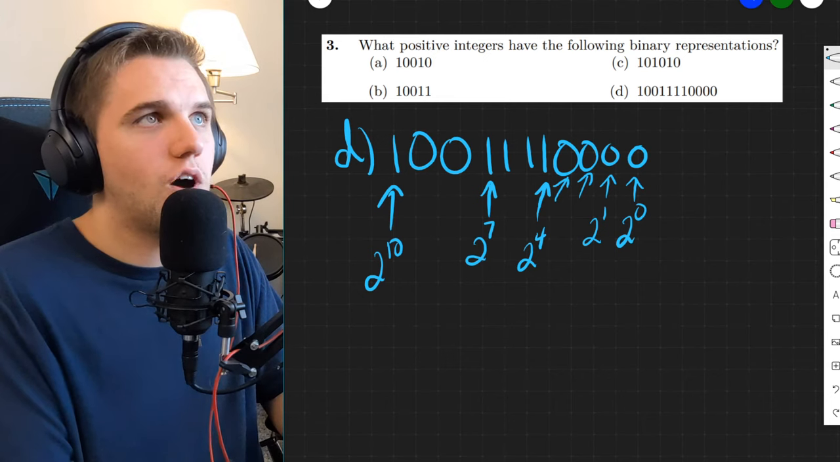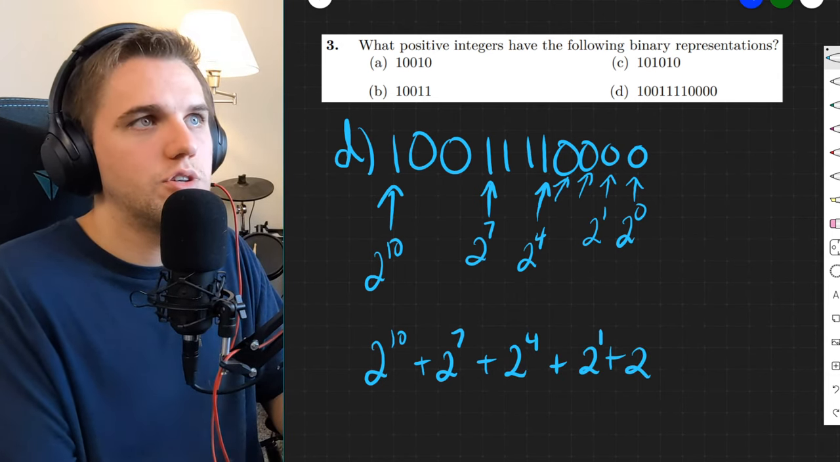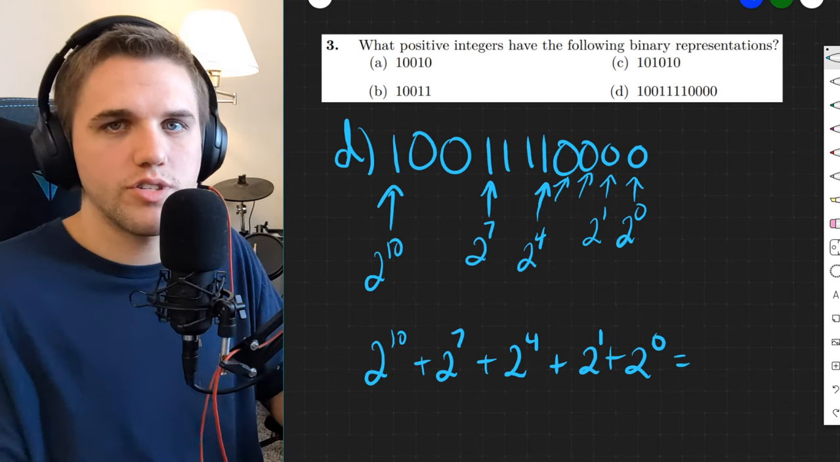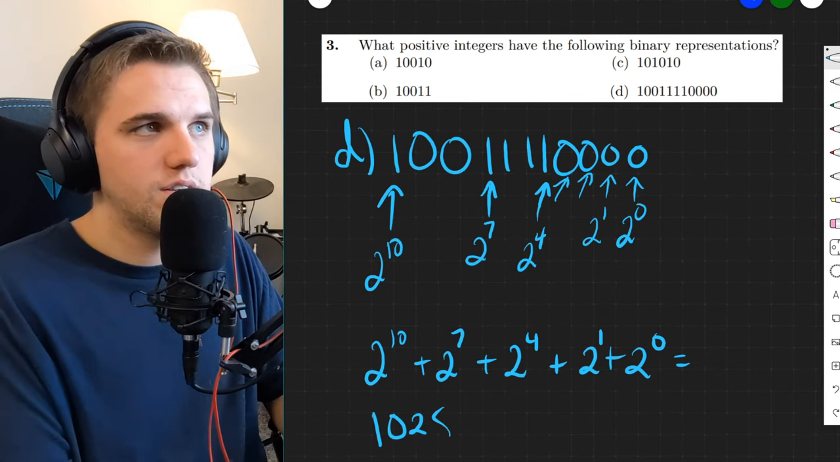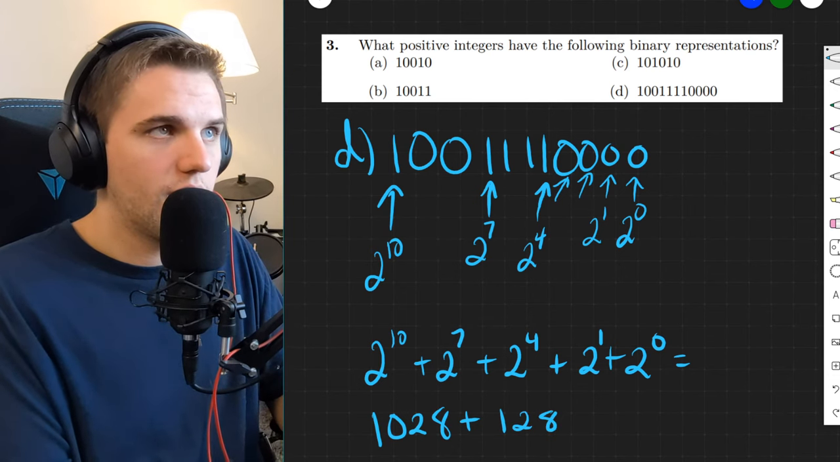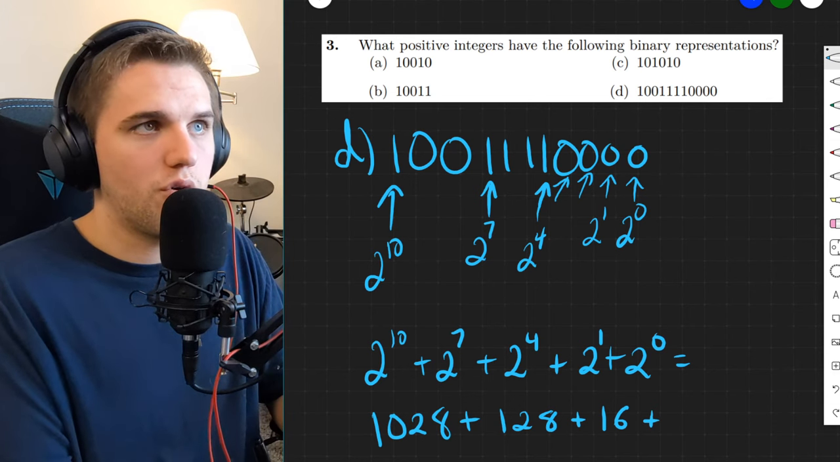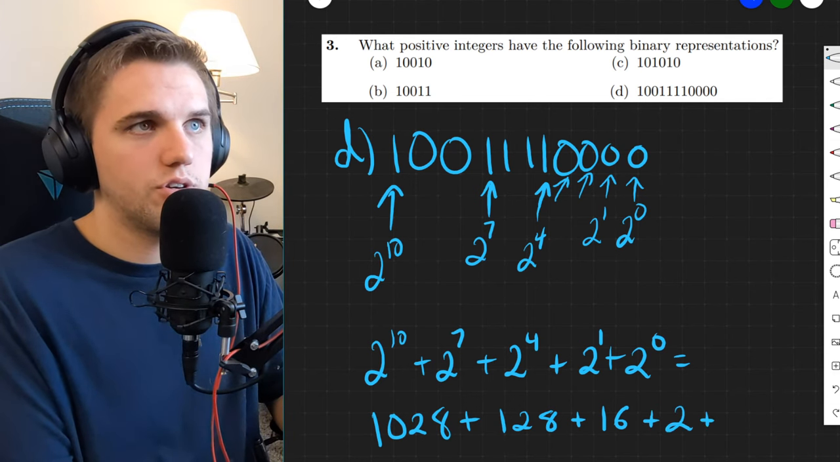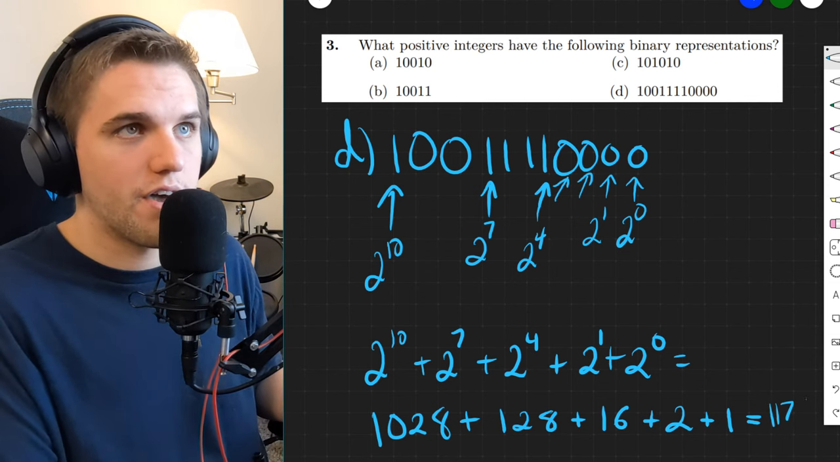This 1 is going to correspond to a power of 10. And so I'm adding up 2 to the 10th power plus 2 to the 7th power plus 2 to the 4th power plus 2 to the power of 1 plus 2 to the 0th power. The others are zeros and I don't need those terms. So 2 to the 10th power is 1024 plus 2 to the 7th power, which is 128, plus 2 to the 4th power, which is 16, plus 2 to the power of 1, which is 2, plus 2 to the power of 0, which is 1. And I get 1,175.